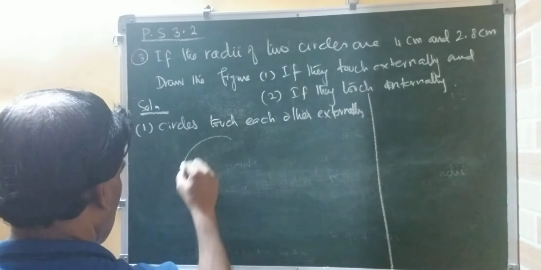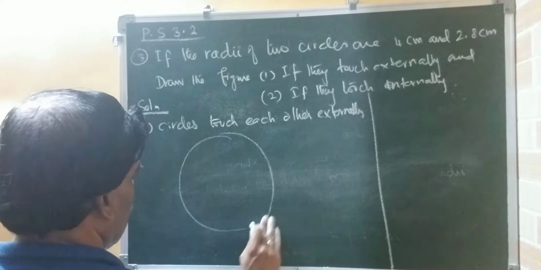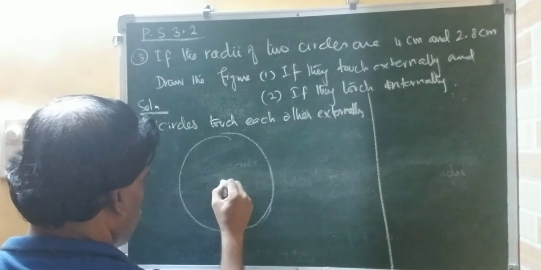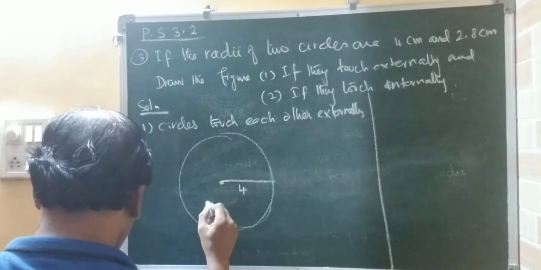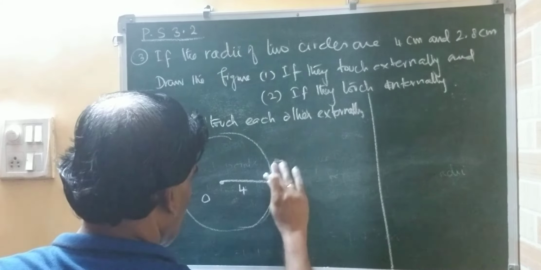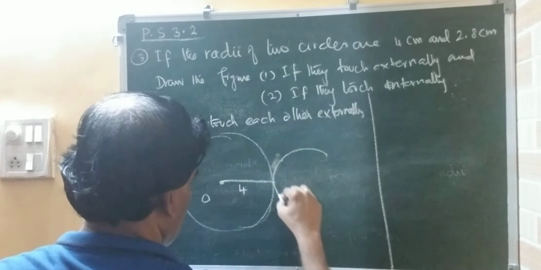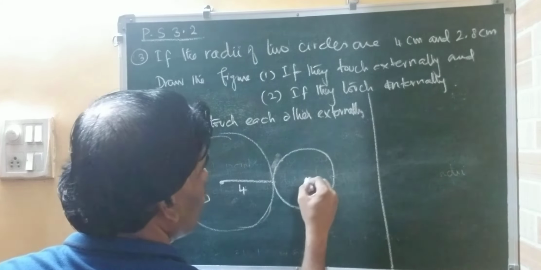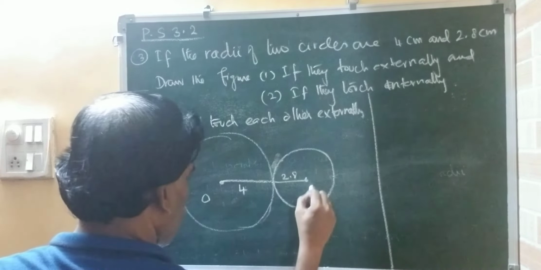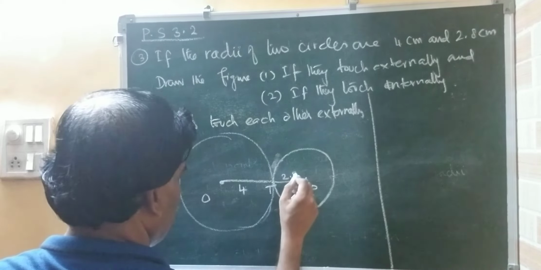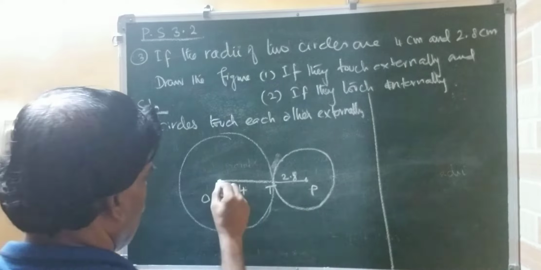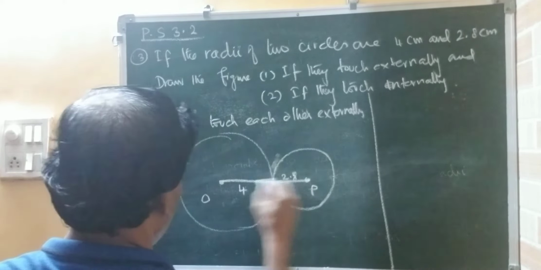Now, what will be the case? See, this is one circle. What is the radius? They say 4 centimeter. Radius is 4. So, this is O, this is T, and another circle of 2.8 centimeter, with P as its center. That is all: O, T, P. They are all on the same line.